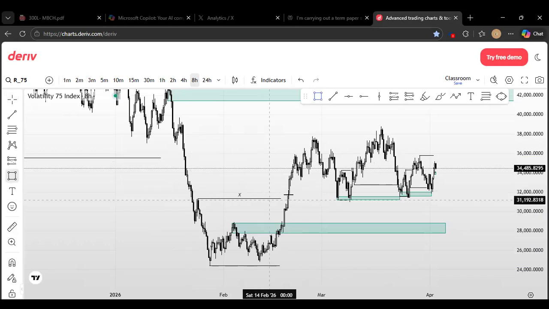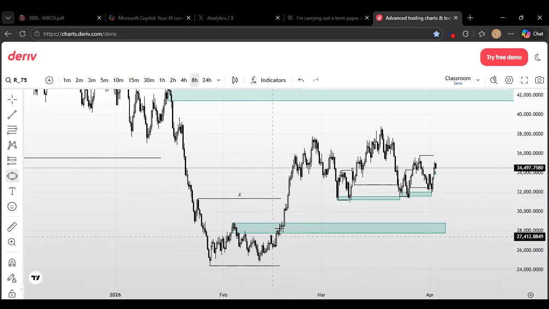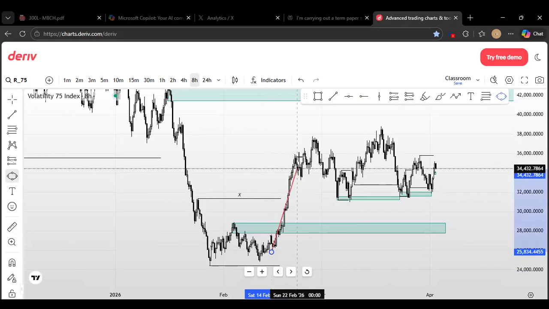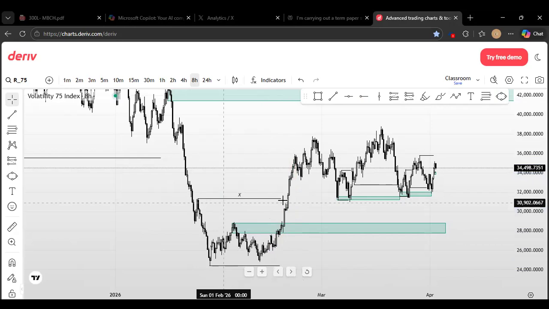How did this break of structure happen? It happened impulsively, right? Please take note. How the break of structure happens really matters to me a lot. I usually consider that a lot. So it happened impulsively, and when it happens impulsively, what did I say? You are going to work with a breaker block.